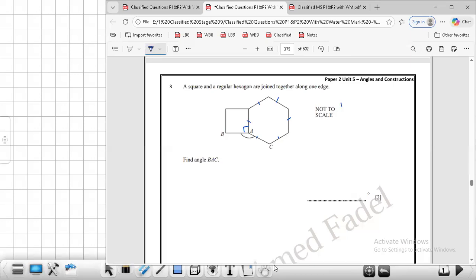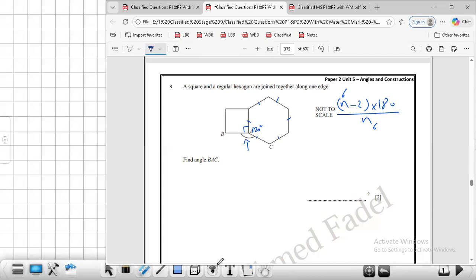Following the rule (n minus 2) times 180 over n will give you one single interior angle. So you will know that this is 120 degrees. Replacing the n with 6 because this is a hexagon: 6 minus 2 times 180 over 6. With your calculator, you will find that it is 120 degrees.